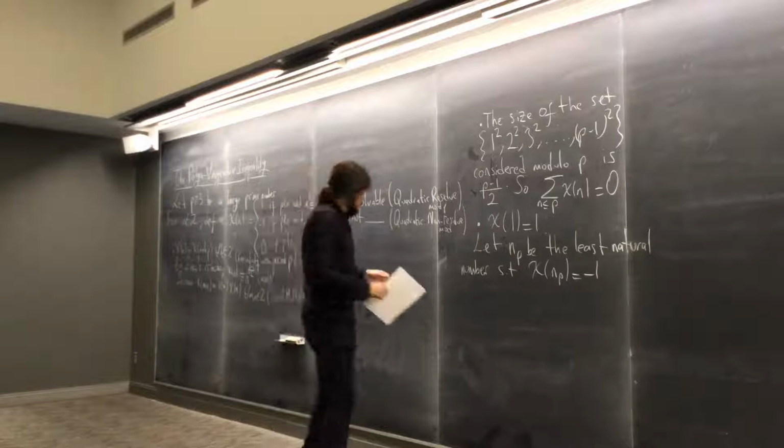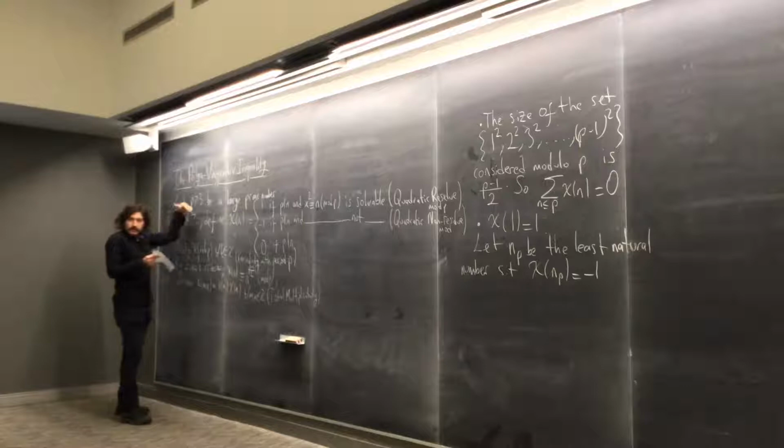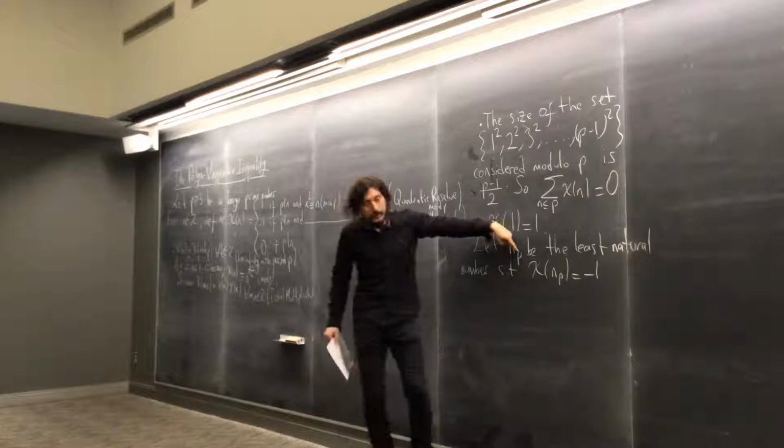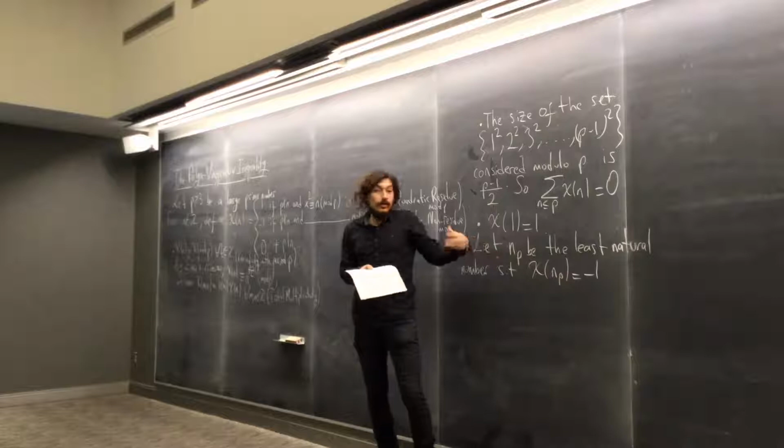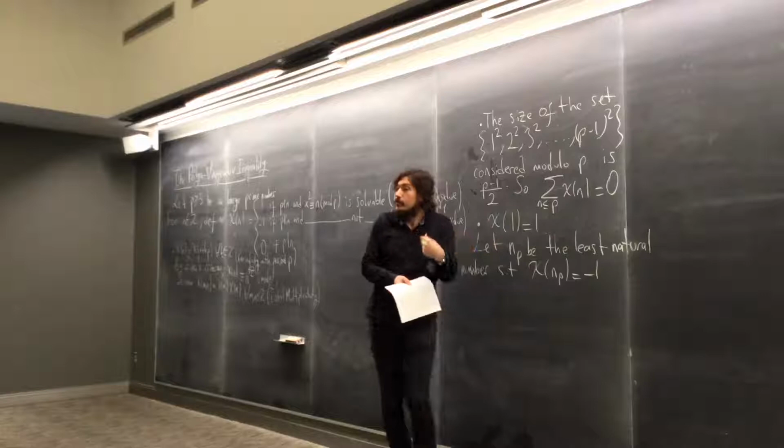Okay, p is large. Let's consider p as a variable that tends to infinity. This is a function of p. As p goes to infinity, what is the rate of growth of this function, n sub p? That's the question that we will attack. Or at least, can we find an upper bound for this quantity n sub p in terms of p as p goes to infinity?